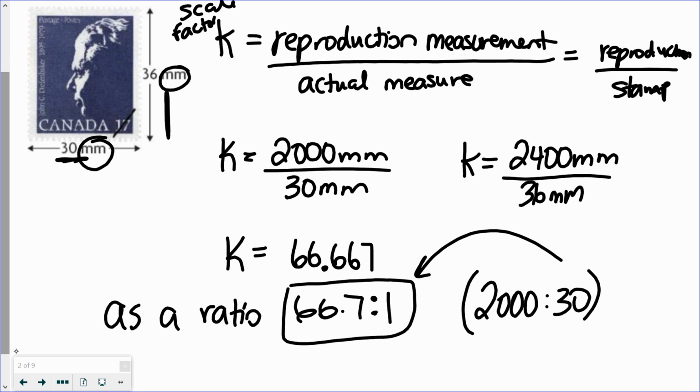So the next question, this one will come back, I think actually in today's lesson, or in the second part of today's lesson. So we'll need to remember this scale factor of 66.67 or whatever we want it to be rounded there.